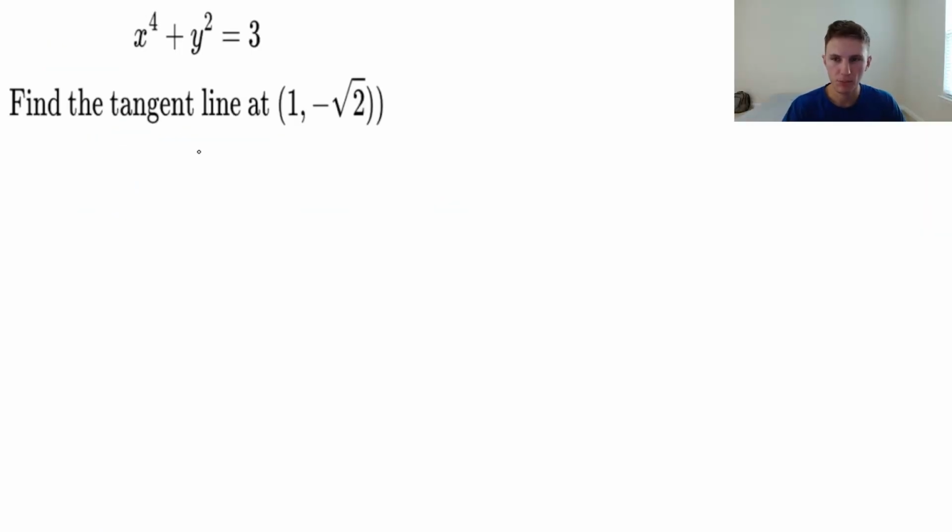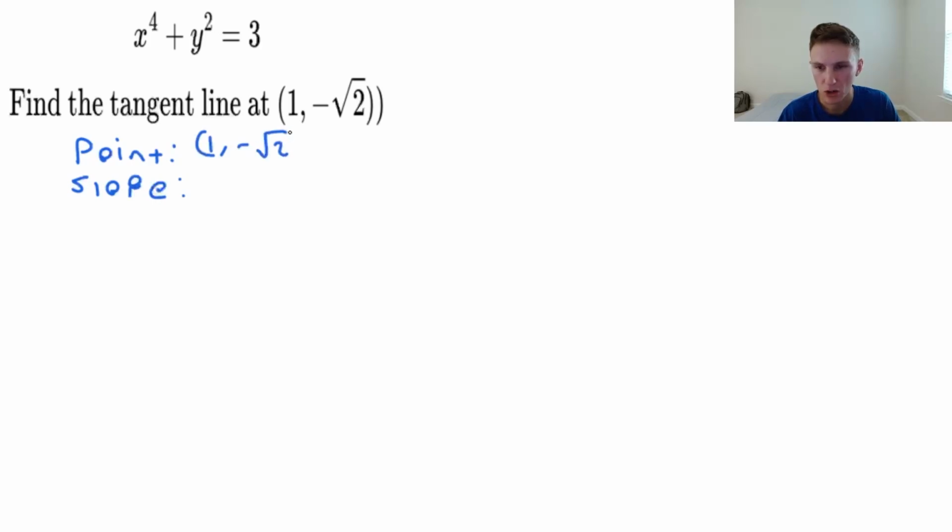You can also use implicit differentiation to find the tangent line. Just like we talked about in the last episode, to find a tangent line, you need two things. You need a point and you need a slope. We're lucky enough that they gave us the point. We don't even need to figure that out. That'll just be 1 comma negative square root of 2. Then for our slope, we'll find dy/dx, plug this point into dy/dx, and then plug it into point-slope form. So let's get at it.